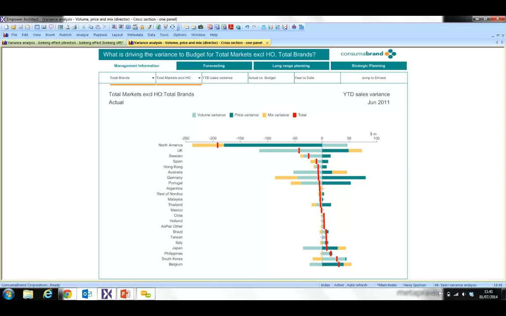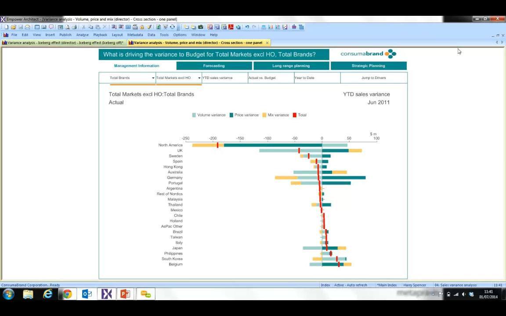And the biggest adverse variance that we can see is in North America, where we've got a very large price variance and also a mix variance, which is also unfavorable, and that's compensated for by a smaller favorable volume variance. Similarly, in the UK, we've got an adverse variance there, but that's driven largely by an adverse volume variance compensated for by favorable price and mix variances.